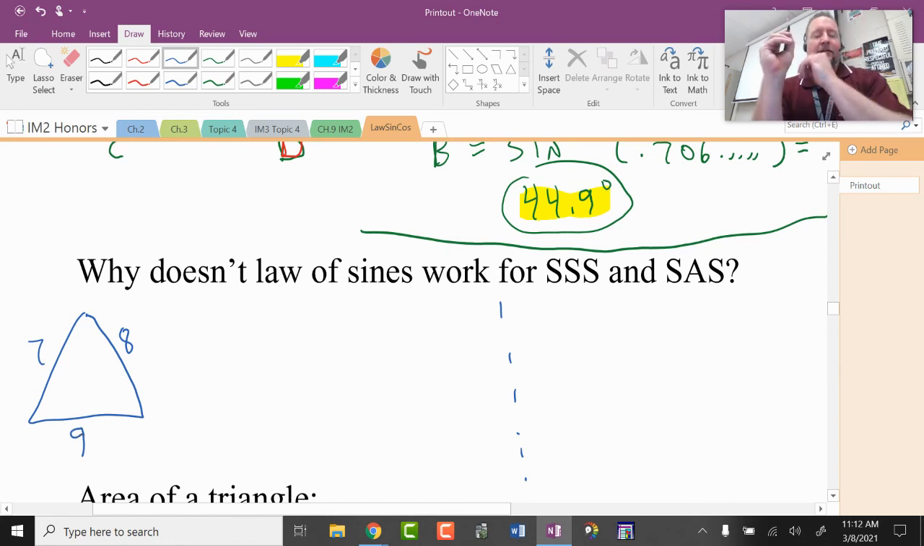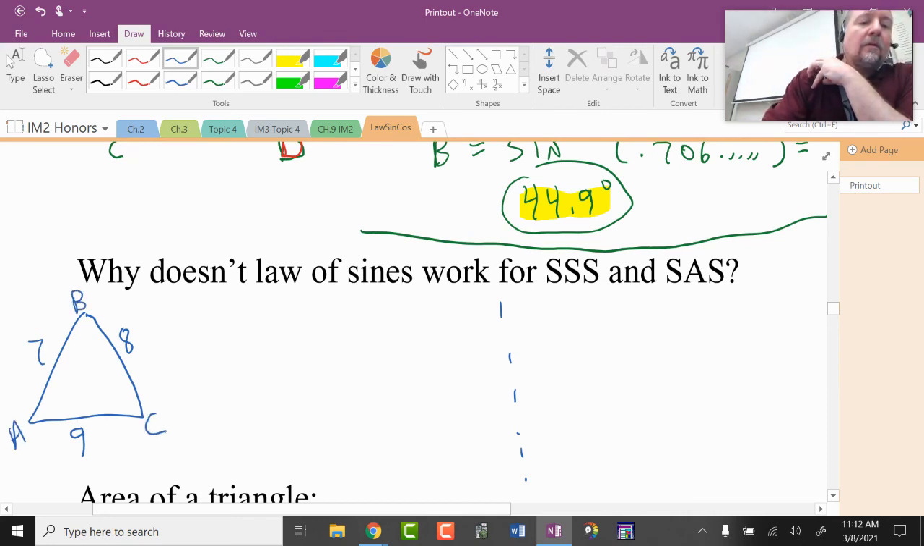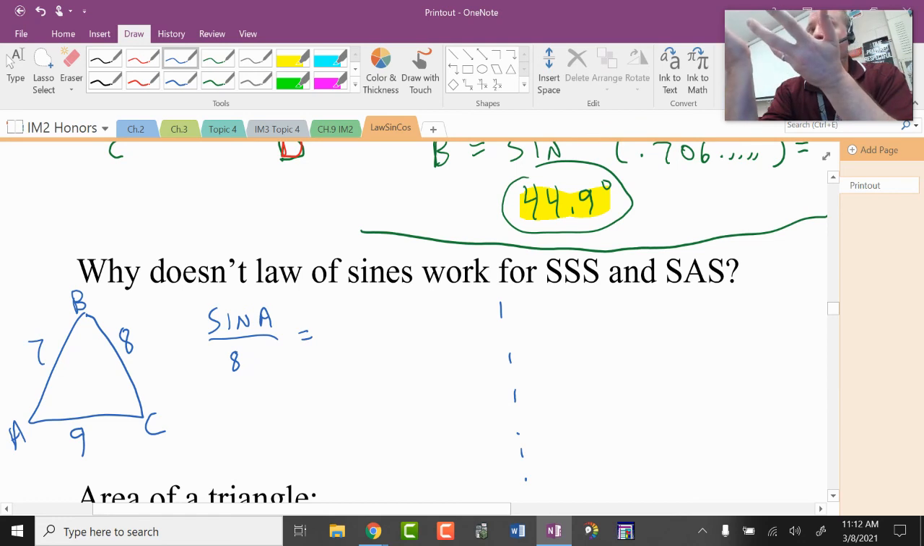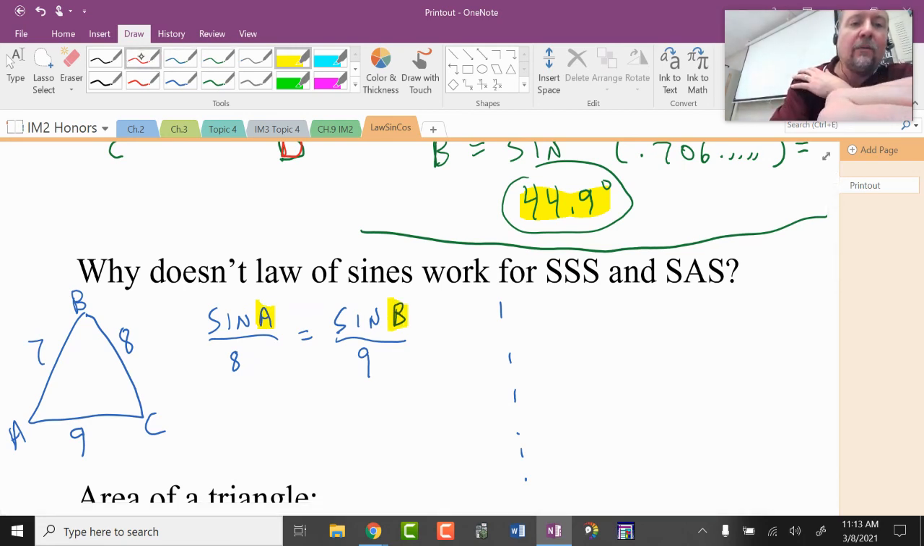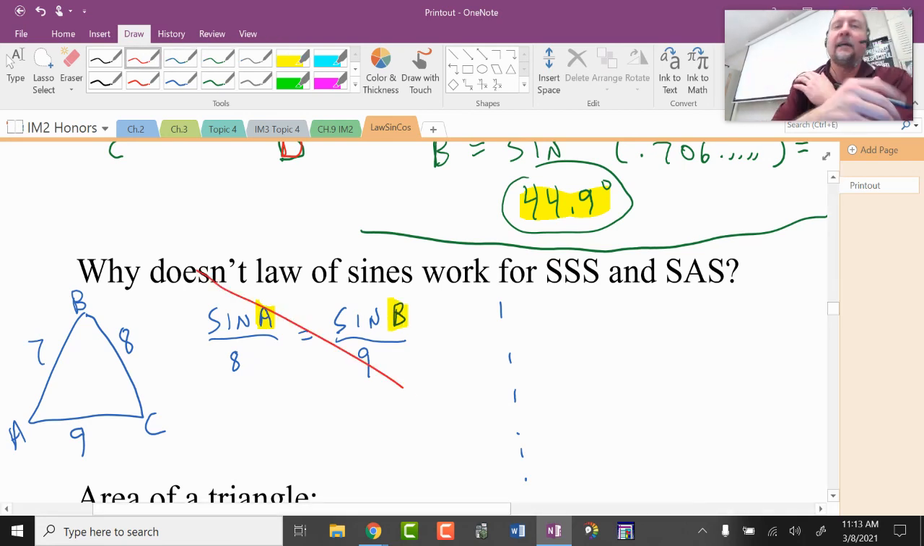The 7, 8, 9. So say you were given this triangle and this was ABC. Sine of A over A, sine of B. So let's try that. Let's try to find angle A. Okay, well, I don't know A, but I know A is opposite 8. Well, then what am I going to use to find angle A? You got to pick something else. So let's pick B. Oh, no. I don't have angle B either. So here I have 2 unknowns. This is why when given SSS, law of sines doesn't work.